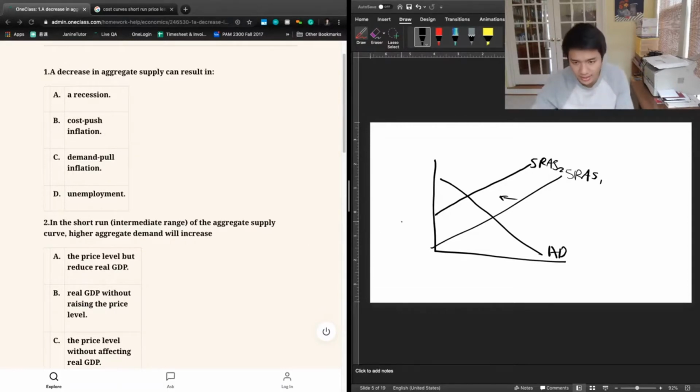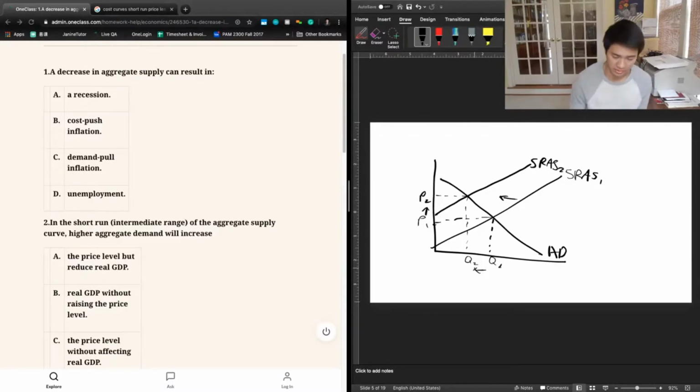And so one big thing that's happened is going to be this change in price. P1, P2, so prices have gone up, aka inflation. And next we have a reduction in output as well. And so let's take a look at the answer choices to see which of these best describes this change in the aggregate demand, aggregate supply model.